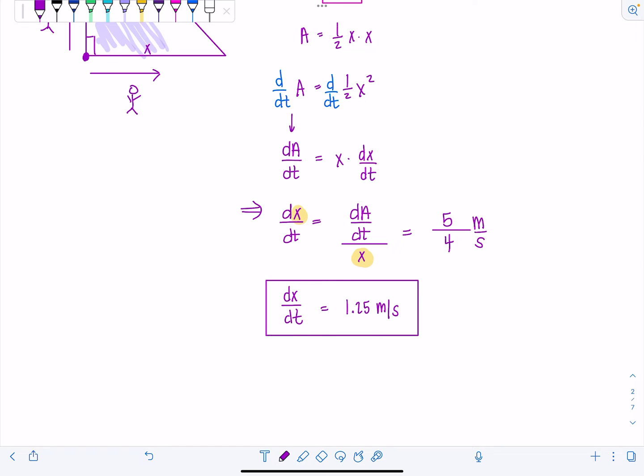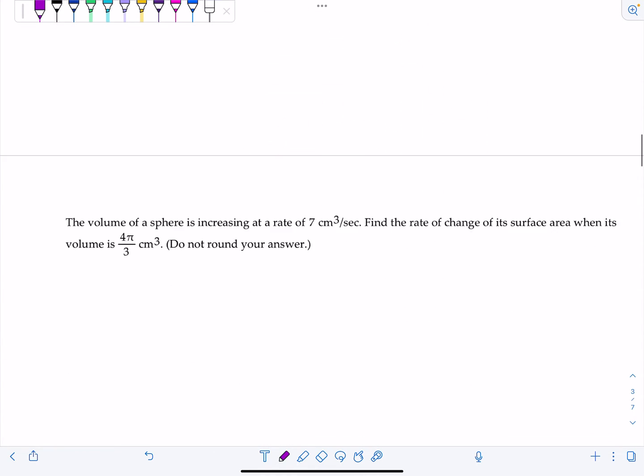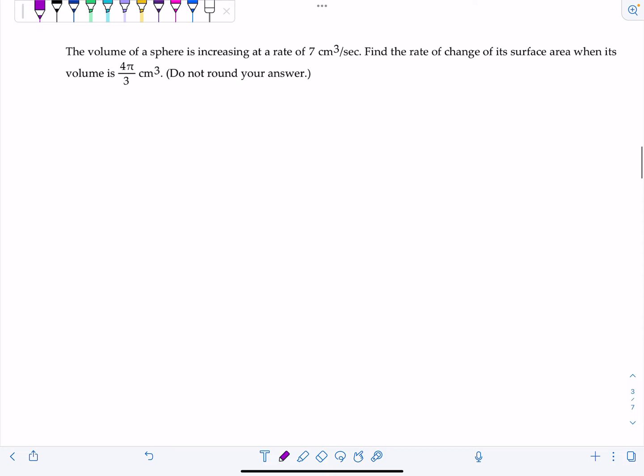Anyways, now the spice level is going to increase dramatically. All right, enough with these little warm-up problems. The volume of a sphere is increasing at a rate of 7 centimeters cubed per second. Find the rate of change of its surface area when the volume is 4/3 pi centimeters cubed. Don't round your answer. Okay, so let's see what they gave us.